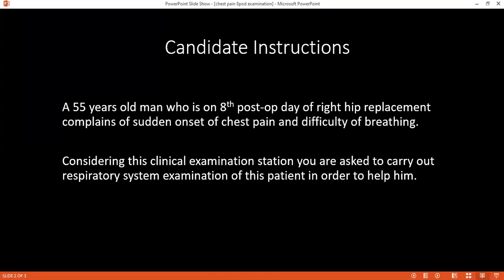Just suppose you're scrubbed and you're in the theater, and a nurse calls you and informs you about this patient's condition. So in that case, what are you going to do? I'm going to immediately ask the nurse to kindly arrange for crash trolley.